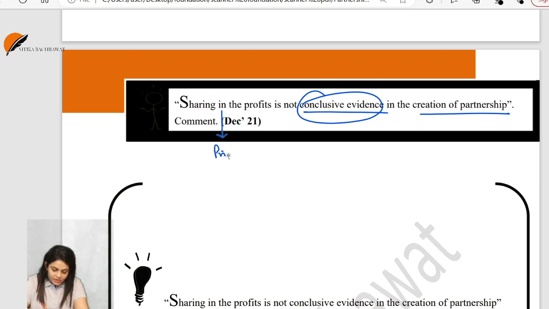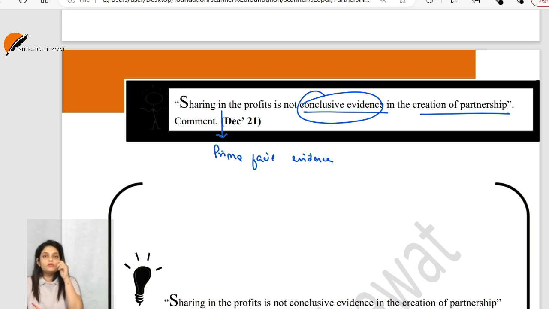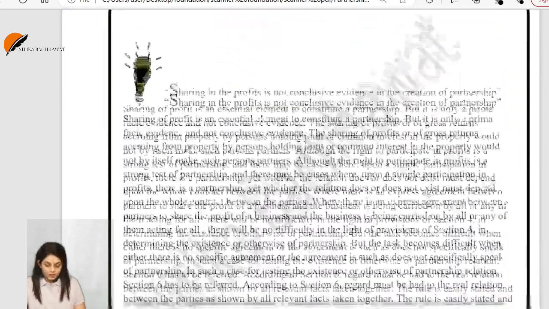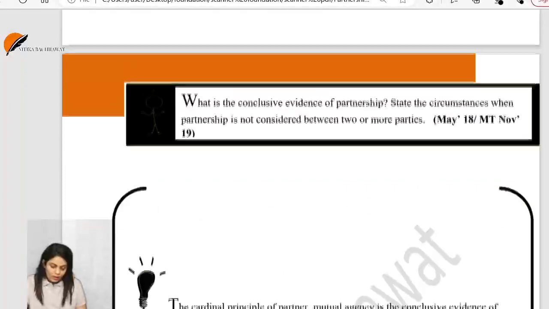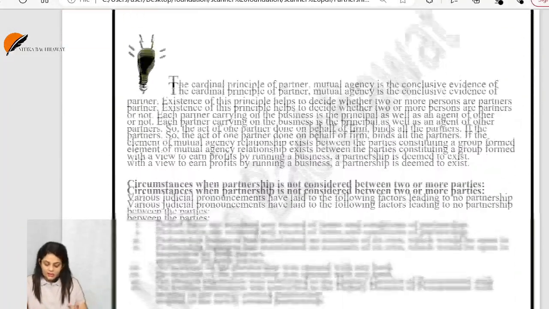Sharing of profits is the prima facie evidence. That is the first evidence. That is when I look at the relation of 2 or more people and I see they are sharing profits. First look, I can say, okay, they can be partners, but I need to make a further check. And when on further check, I see that there is mutual agency, then I can conclude that there is a partnership. What is the conclusive evidence? We already discussed this question.